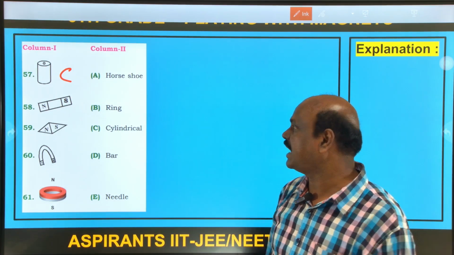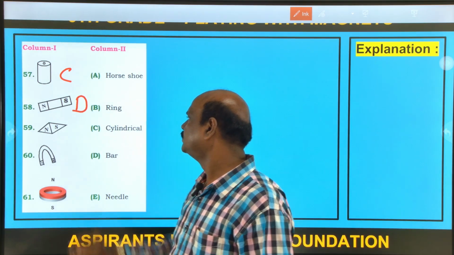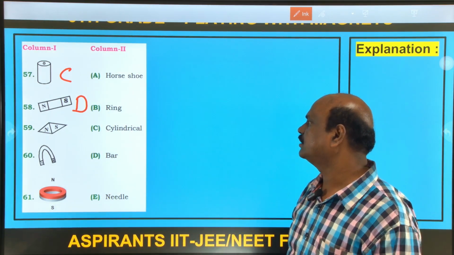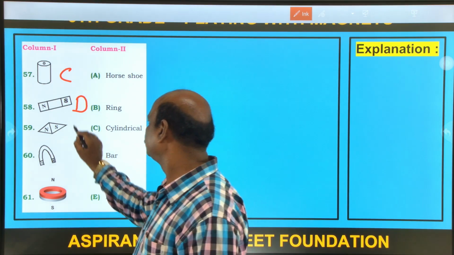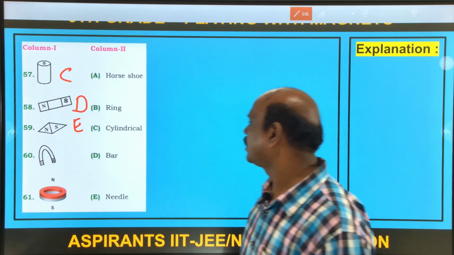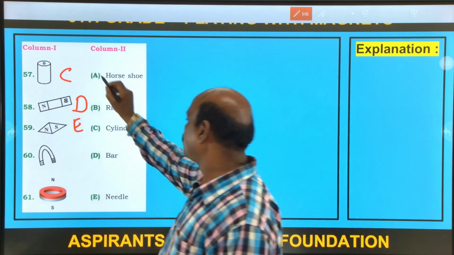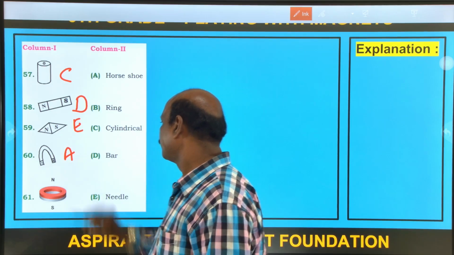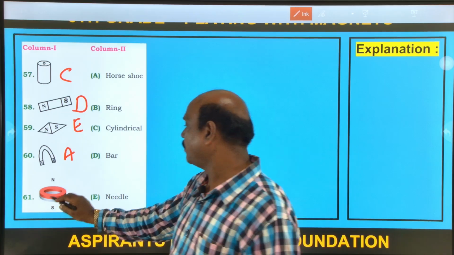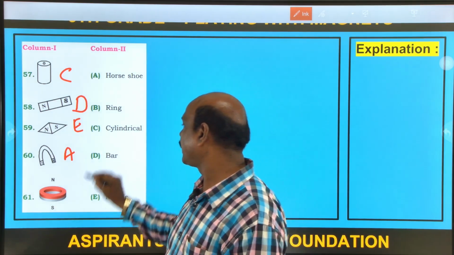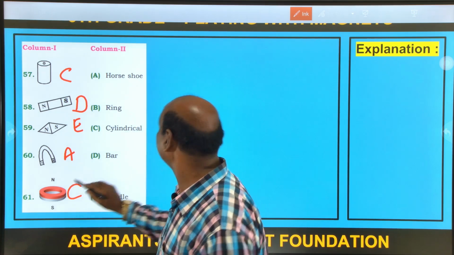And question number 58, you can see the symbol, that is a bar magnet. Next, question number 59, you can see this is a compass needle. The next, 60, what can we see? A horseshoe magnet. Then question number 61, you can see it is a ring magnet, that is B.